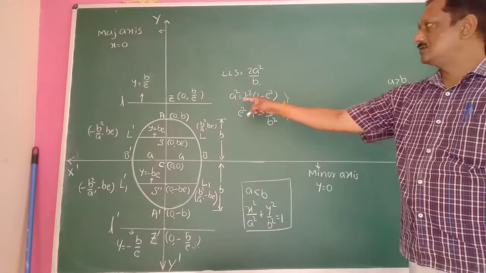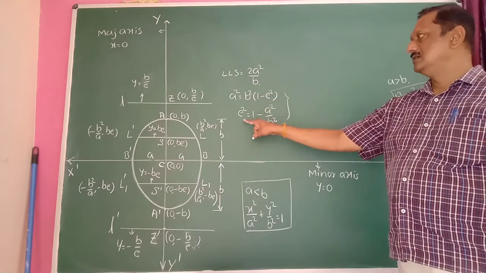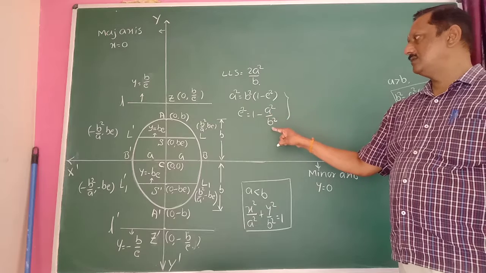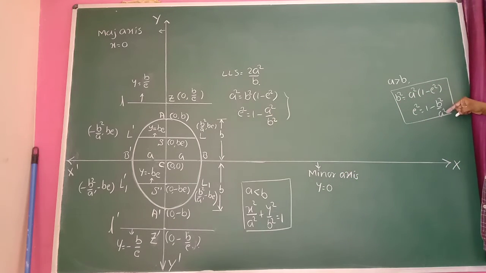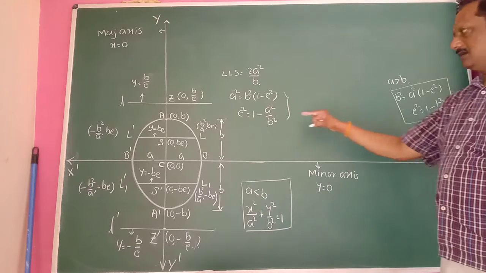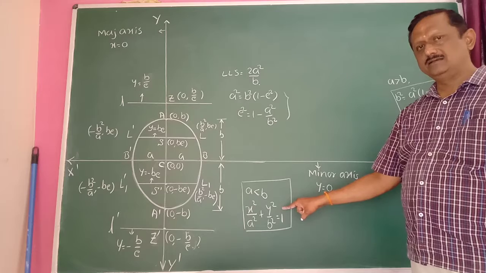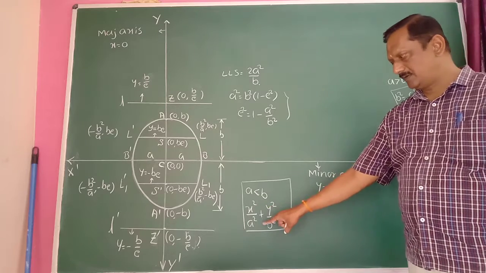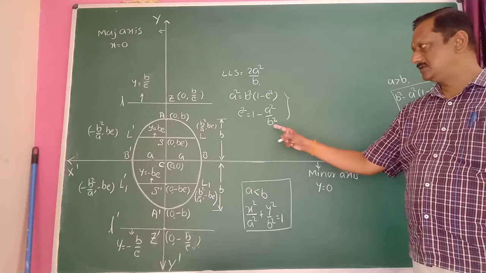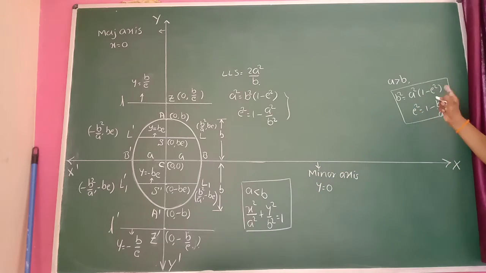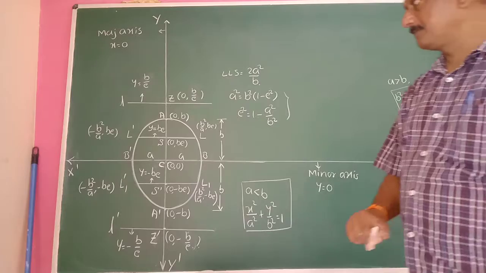So a square is equal to b square into 1 minus e square, or e square is equal to 1 minus a square upon b square. Here a square by b square is there, and here b square upon a square. This is for the previous case, and this is for the ellipse x square by a square plus y square by b square equal to 1, where a is less than b. Okay, remember it.